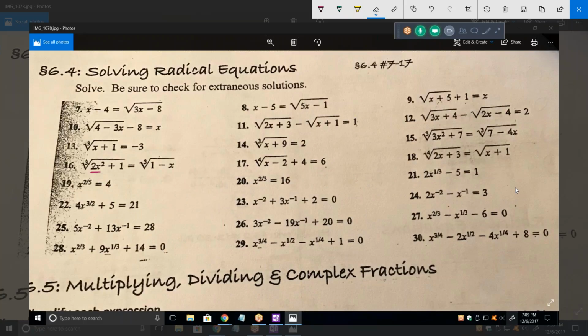18, a little different. Right. Let's write it differently because it's not obvious what to do. Let's write it with fractional exponents instead of radical signs. Okay. Now, what to do?